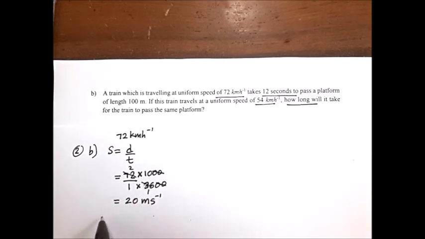Then again apply speed equals distance divided by time. Speed is 20 meters per second. You have to find distance. Time given is 12 seconds.